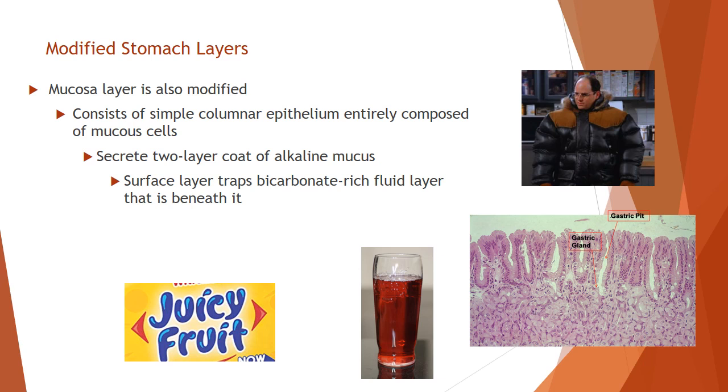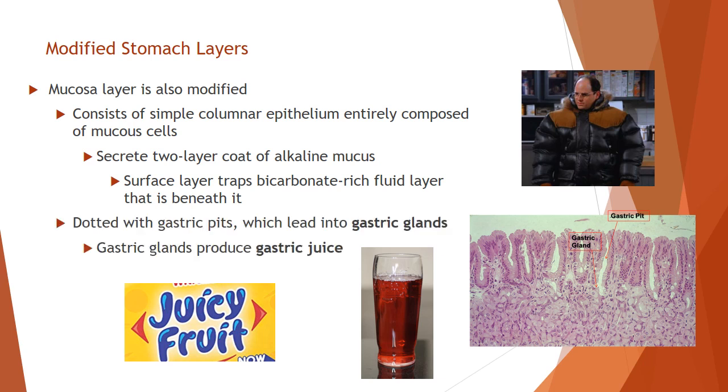So this is definitely different, and it has mucus cells to make and secrete mucus. The mucus it secretes is an alkaline mucus, which makes sense because it's a very acidic environment. You want to have that alkaline mucus to try and protect against that. There are also these gastric pits that have gastric glands, which produce the gastric juice, which is the acidic stuff used for breaking things down.